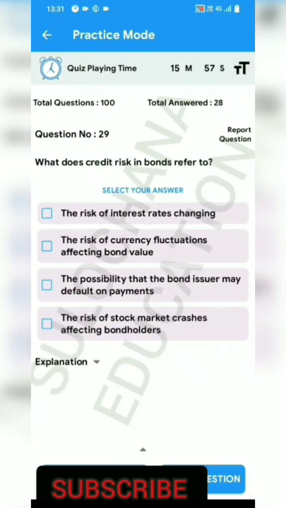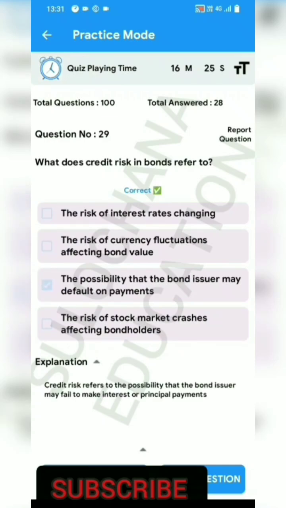What does credit risk in bonds refer to? Options are A. The risk of interest rates changing, B. The risk of currency fluctuations affecting bond value, C. The possibility that the bond issuer may default on payments, D. The risk of stock market crashes affecting bondholders. And the correct answer is option C. The possibility that the bond issuer may default on payments.